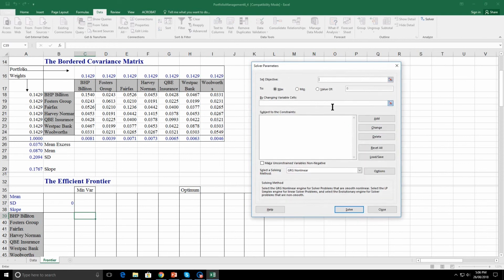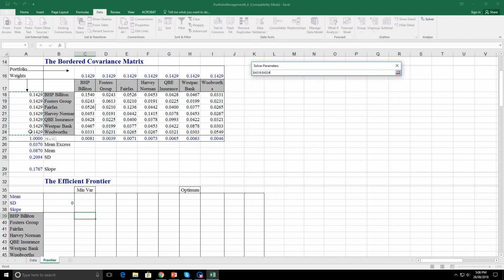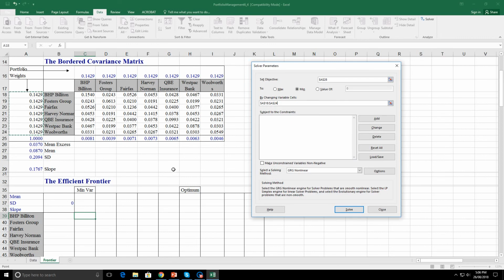So first of all, we need to set our objective. Our objective will be to minimize our standard deviation because we are after the minimum variance portfolio. So A28 has to be minimum. Then how do we want to achieve this objective? We want to achieve it by changing these numbers, because these numbers are the weights, and by just manipulating these weights we want to achieve our minimum variance portfolio.